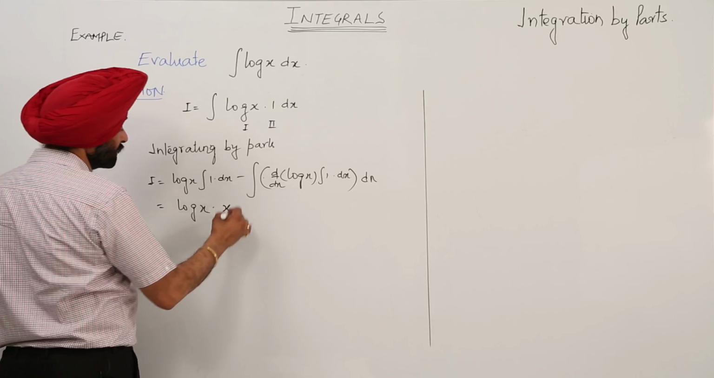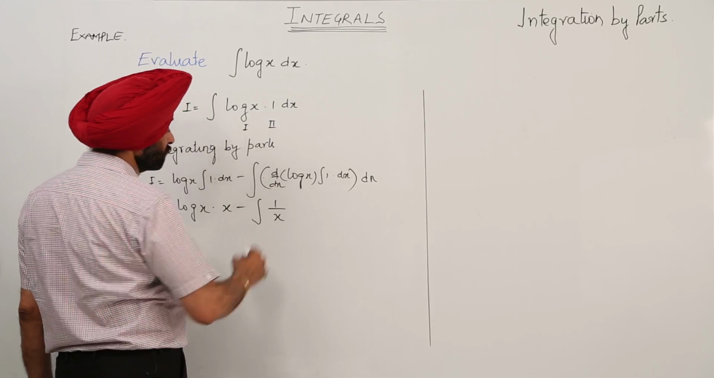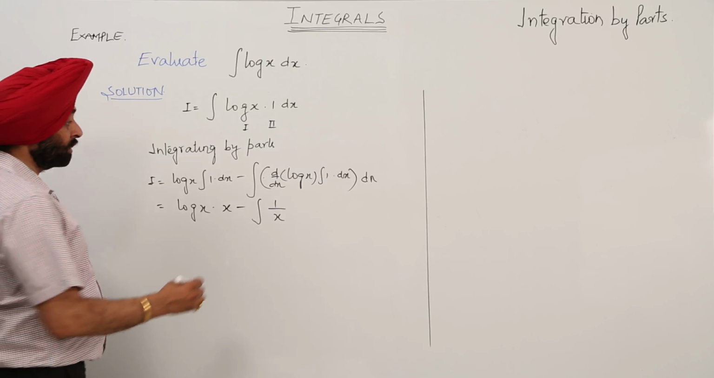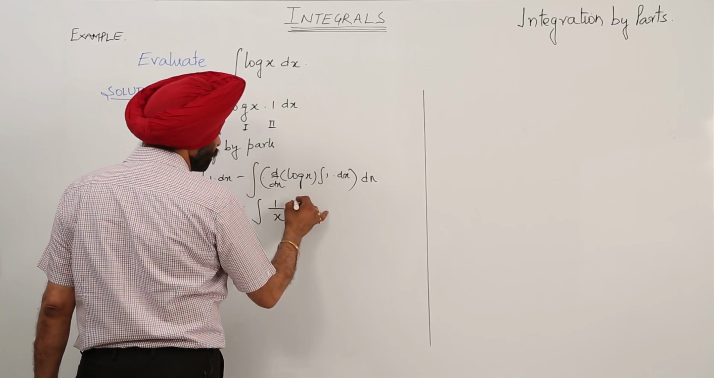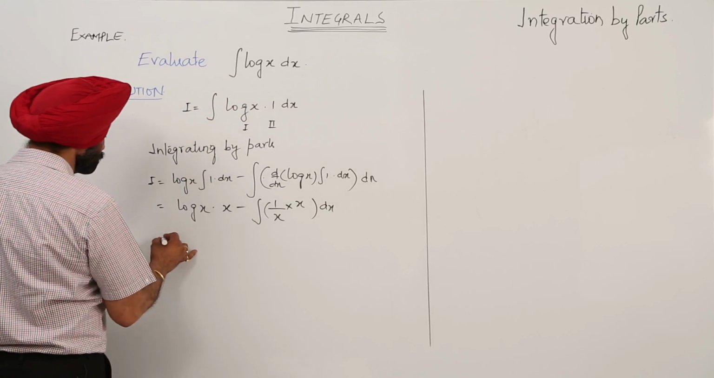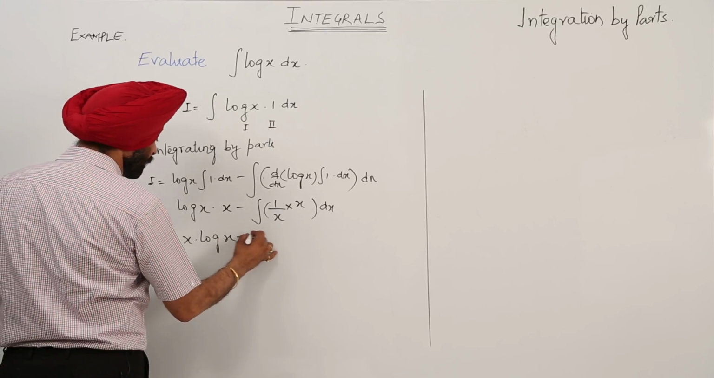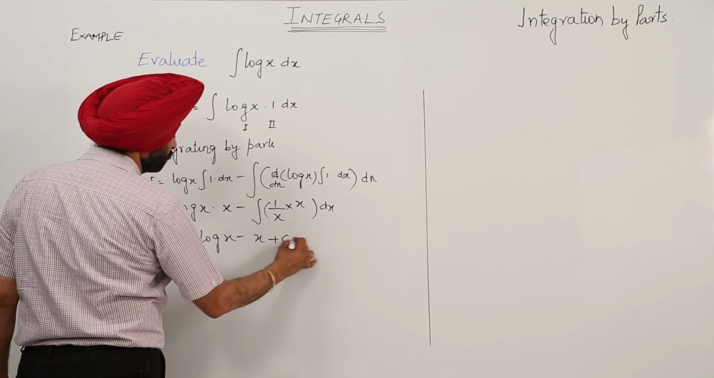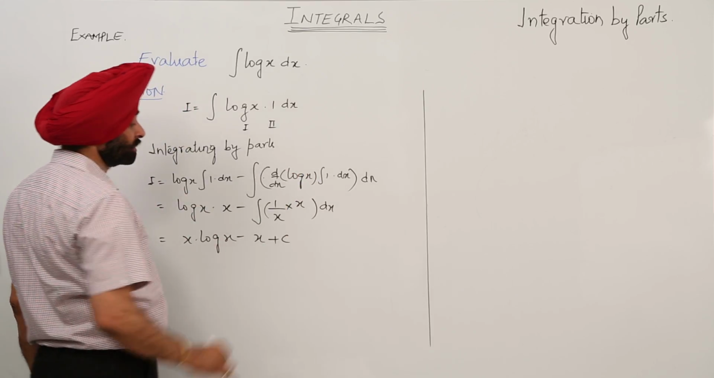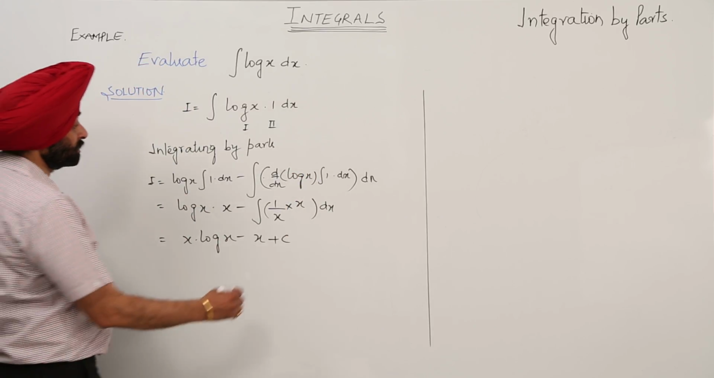integration of 1 is x, minus integration of d by dx of log x is what? 1 upon x, into integration of 1 is x, dx. Now this becomes x log x minus x plus c. Now this x and x cancel, integration of again dx, that is x. So this is the answer.